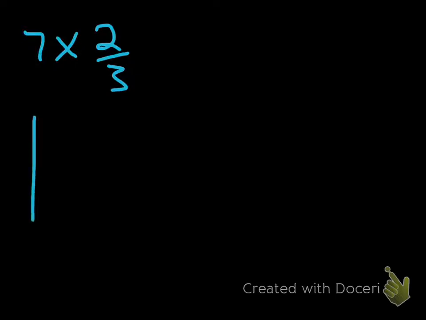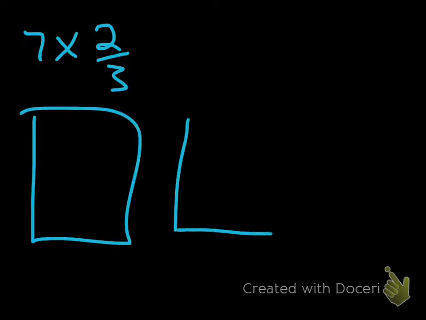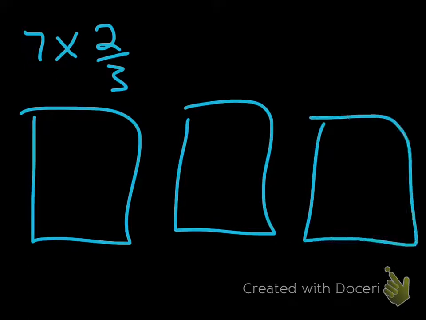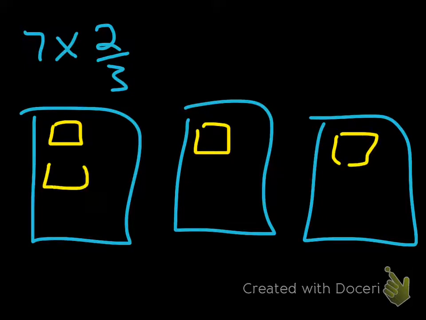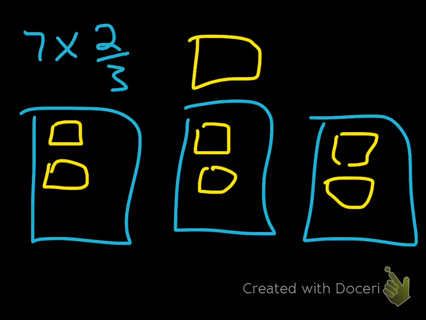So I'm going to make my three equal groups. There's one group, two groups, three groups. The reason I'm doing three groups is because 3 is my denominator. Okay, the next job is to split 7 pieces between those three groups evenly. So there's 1, 2, 3, 4, 5, 6. Now I have one more left over for 7.